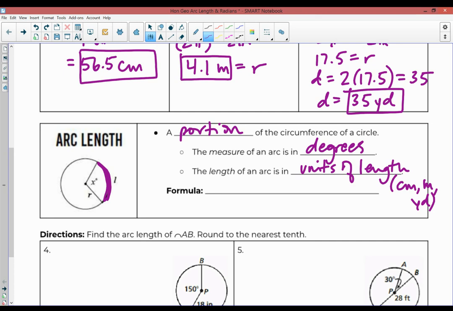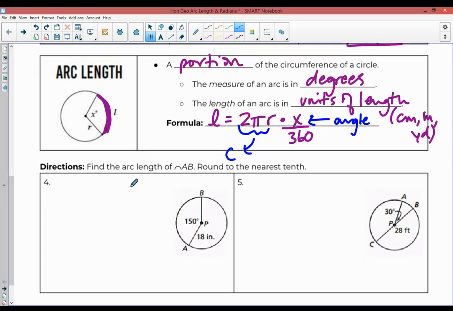So the formula for arc length is going to be L equals 2 pi r, look familiar, times x, which is in degrees, divided by 360. So this is our circumference, and that's our angle. 360 is always going to stay the same because that's the total number of degrees in the circle.